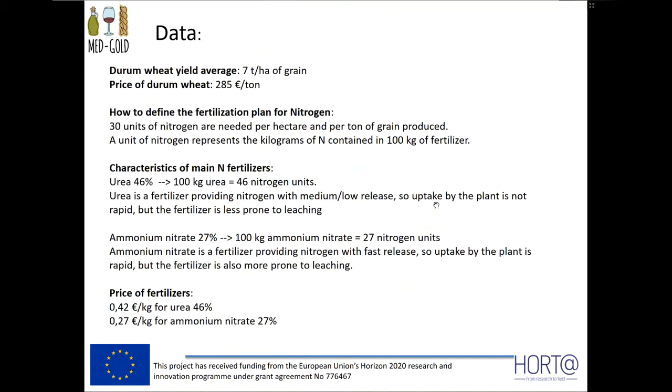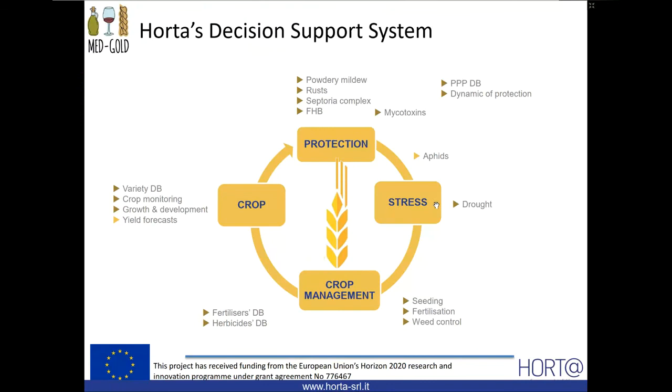The core business of HORTA is the implementation of decision support systems. They are IT platforms that collect data from weather stations and the soil, for example, and thanks to forecasting models, predict diseases and fertilization plans. All decisions that farmers have to take during the season can be supported by a model. Here you see our holistic approach, where we build decision support systems to send recommendations and advice for all problems of the season.